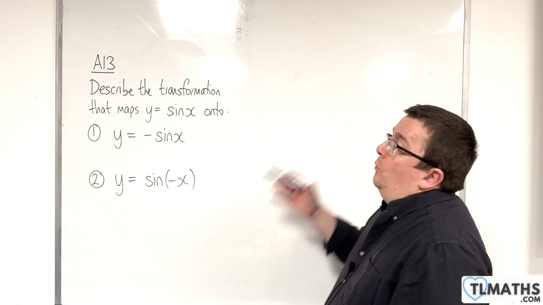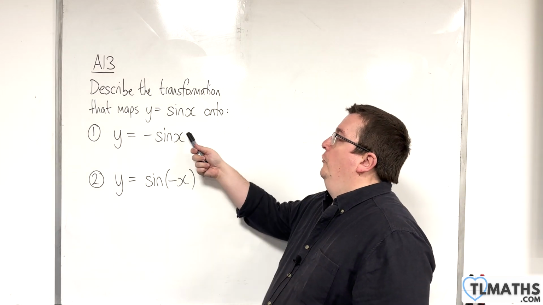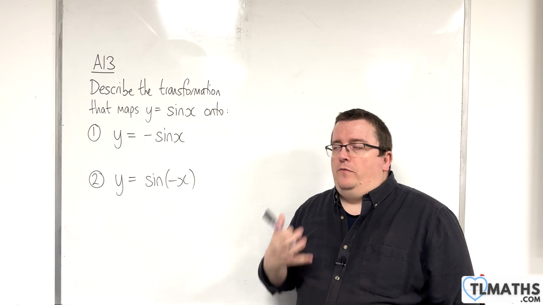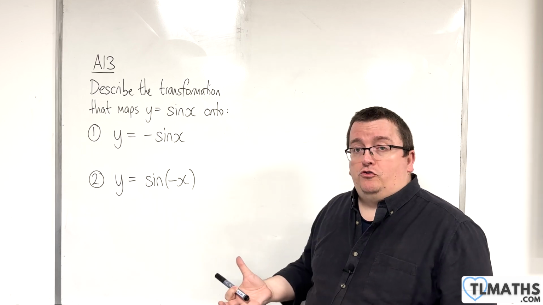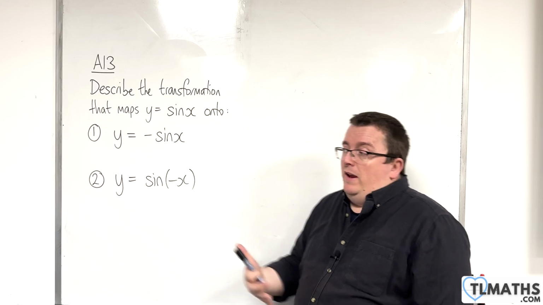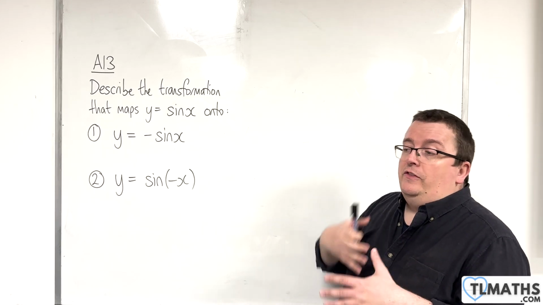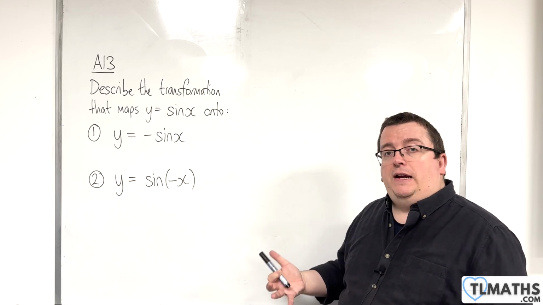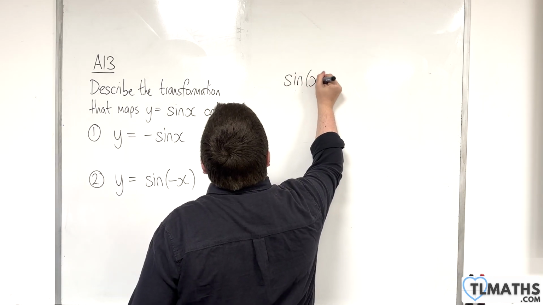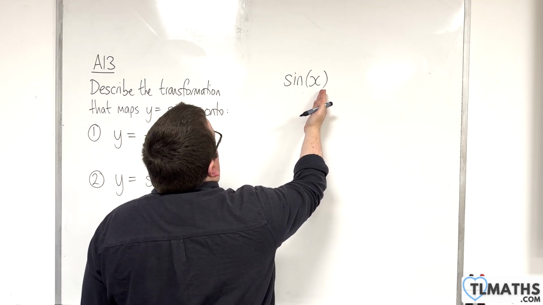So in this video, we're going to be describing the transformation that maps y equals sine x onto each of these. Now, in this scenario, this one is actually going to be more straightforward, I think, than the previous two videos. The reason for that is because sine x is just in the same format as f of x. So sine of x is just a function of x, isn't it?